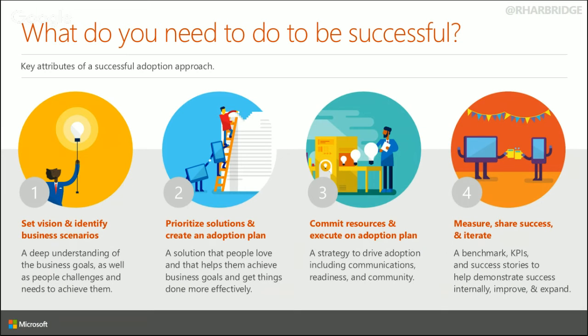Microsoft has taken the time, based on a whole lot of research and a whole lot of interactions with different businesses, to determine these are the 4 steps to the process of successful adoption, right? You need to have a good vision and identify business scenarios and how they apply to effectively achieving business objectives. I've talked about that in the keynote. And then you have to get into prioritizing solutions and creating an adoption plan. The adoption plan is basically how you're going to get to those success criteria.